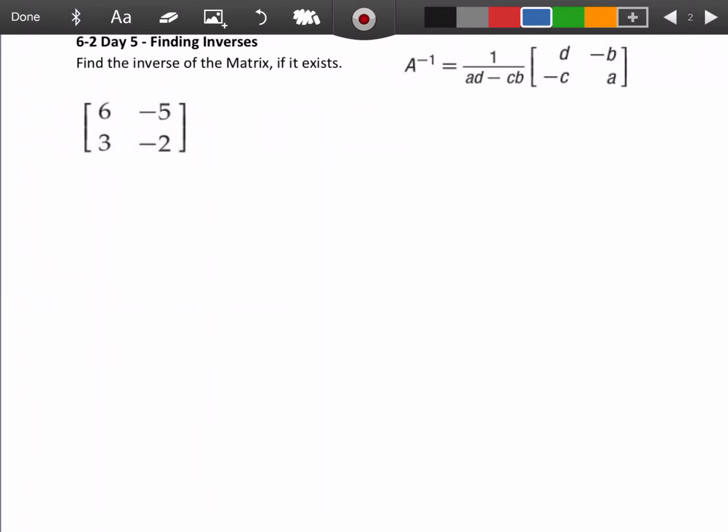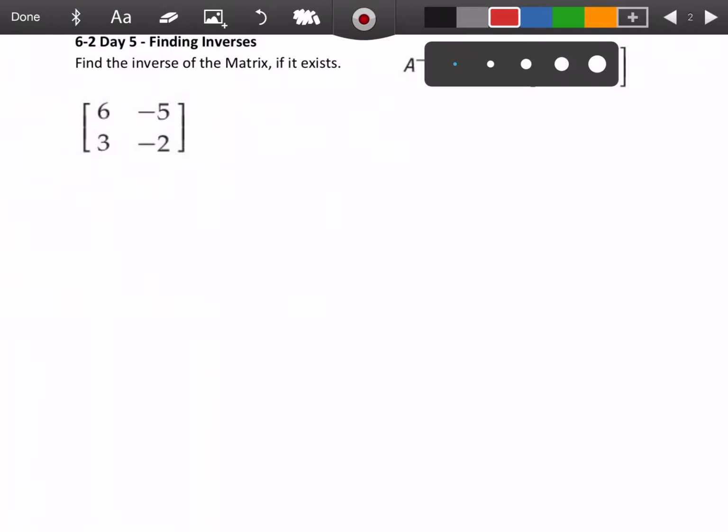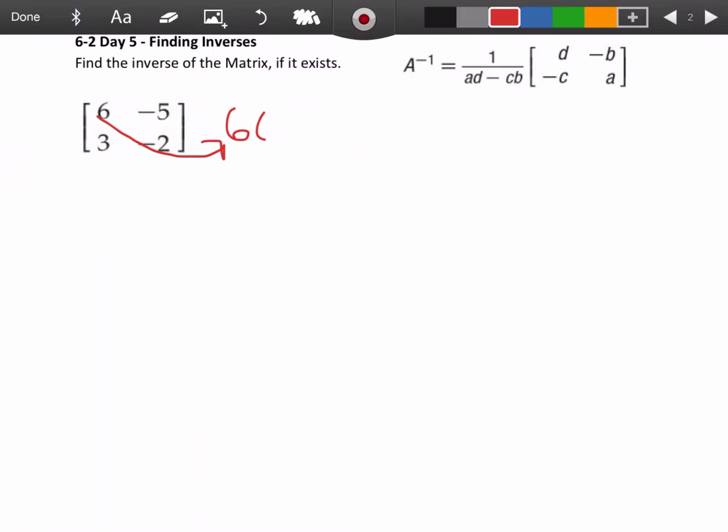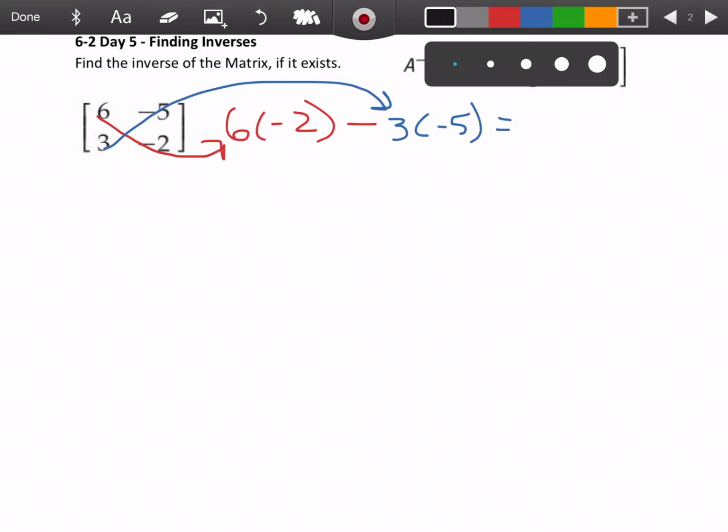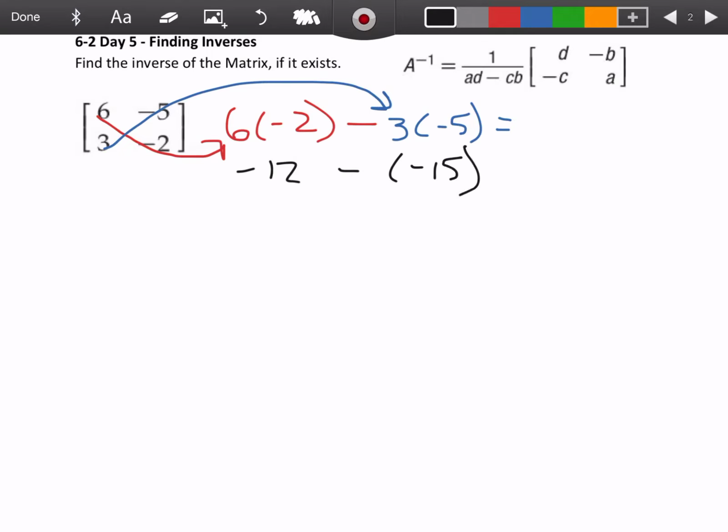So we'll go through, I think we got 3 examples here. So first we have to find the determinant. The first thing you do is A times D. So we have 6 times negative 2 minus B times C. So we have 3 times negative 5. Here this would be negative 12, and this would be minus negative 15. So here, remember that's change, so we would get a positive 3.